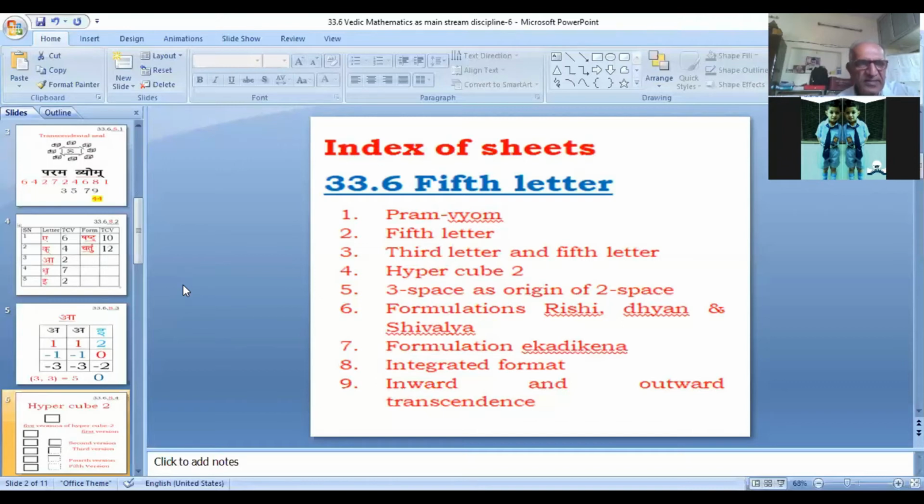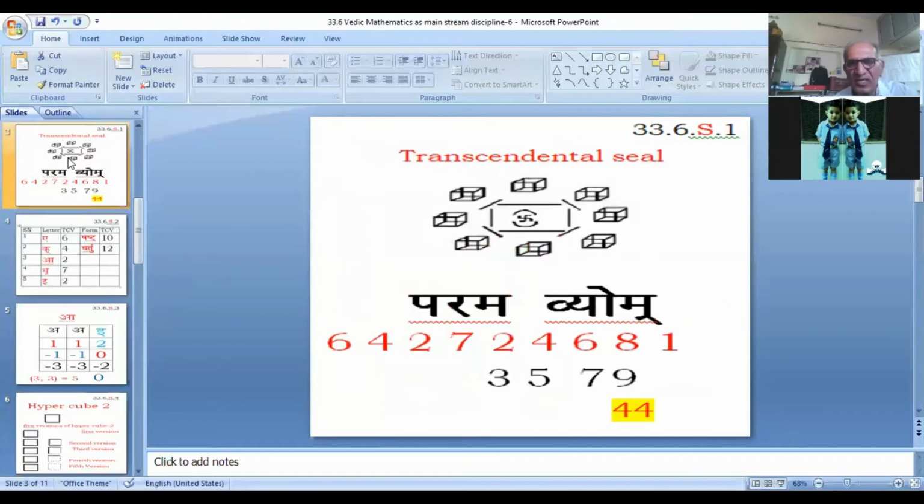Now let us have a concentrative look at the transcendental seal at the origin of the creator's space. Five space plays the role of the origin of a four space.